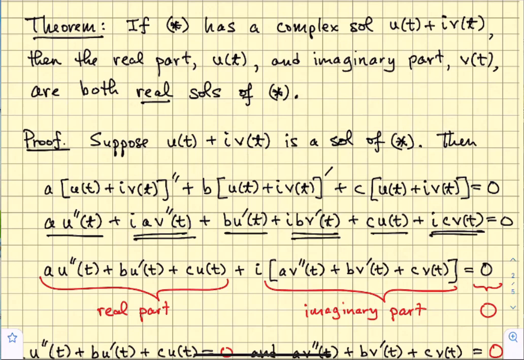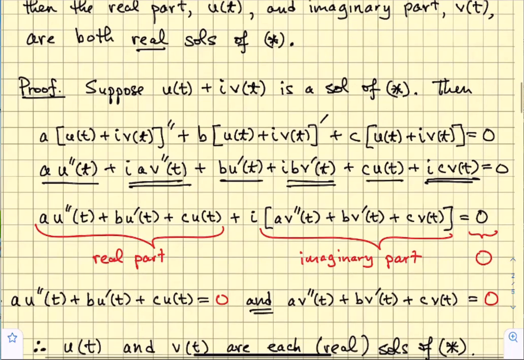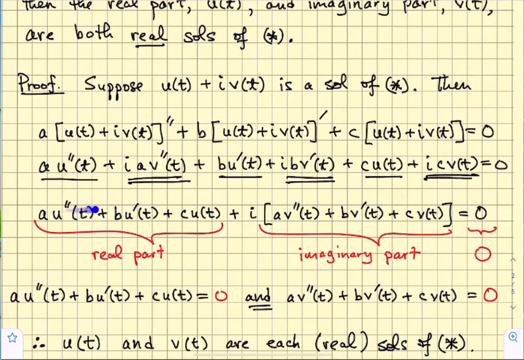If we segregate that, then the single underlined terms give us a u double prime plus b u prime plus c u. We'll put that over here. And then separately, the double underlined terms all have a common factor of i, so why don't we factor out the i? Then we'll have a v double prime plus b v prime plus c v. And when we have it grouped like this, the function equals 0. It's a complex function. This is its real part. This is its imaginary part.